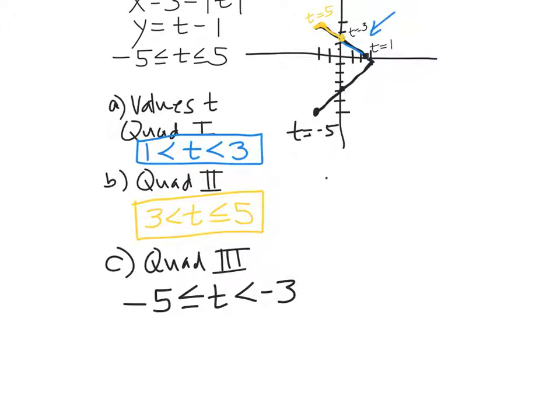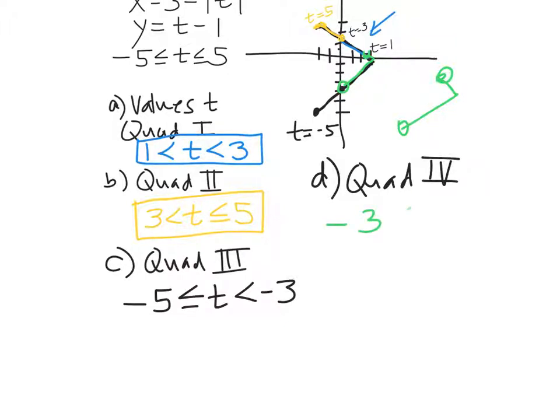And then last part, part D, what about quadrant number 4? Quadrant 4 is going to be from here to there. So you had to make a little open circle. And that would be from t equals -3 to t equals 1. Perfect. And that was it.